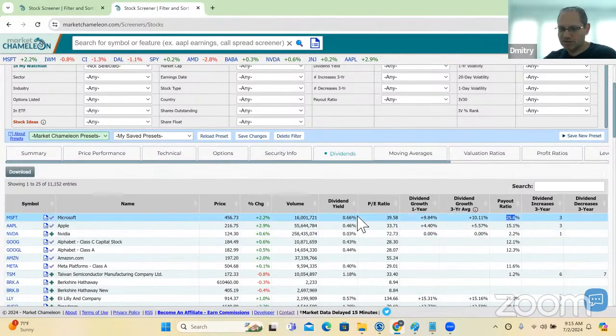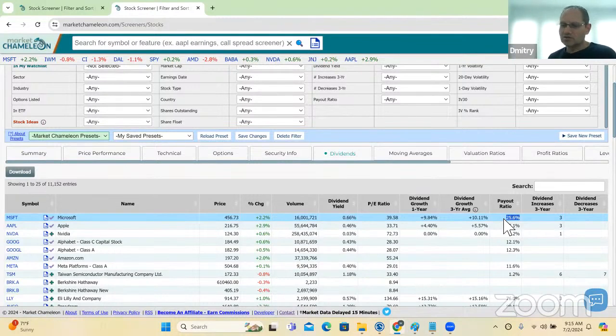So dividend yield takes the dividend per share and divides it by the stock price. The payout ratio takes the dividend divided by the net income of the company. So those are the two differences.